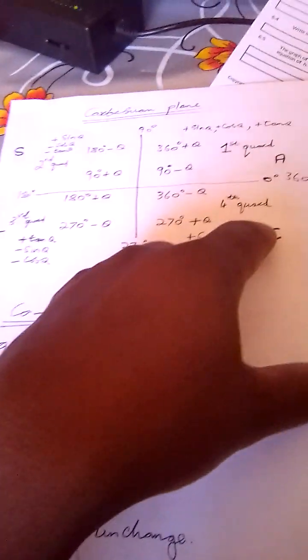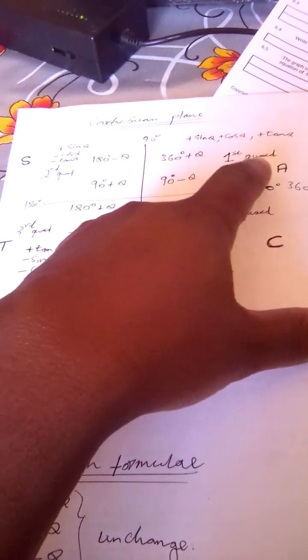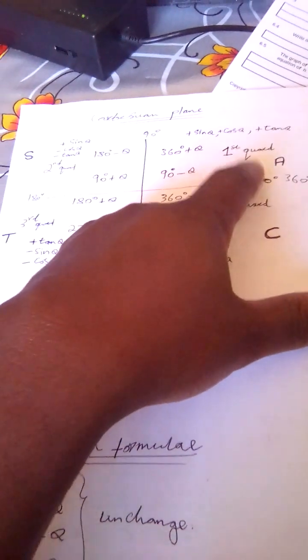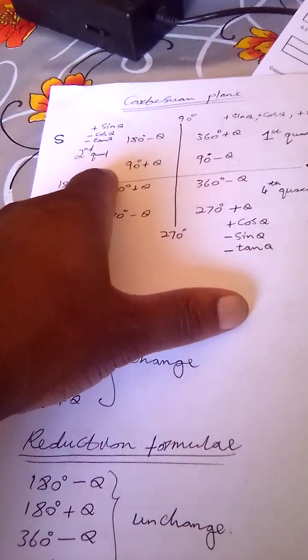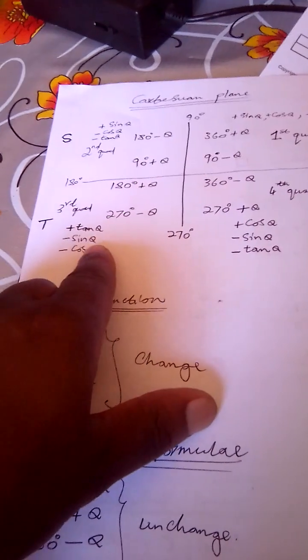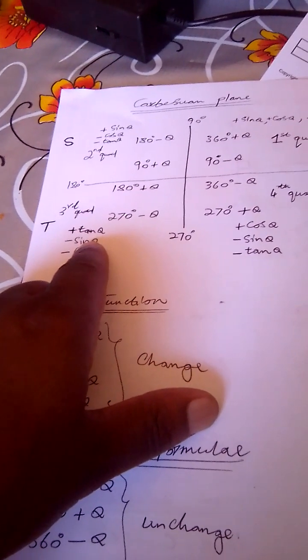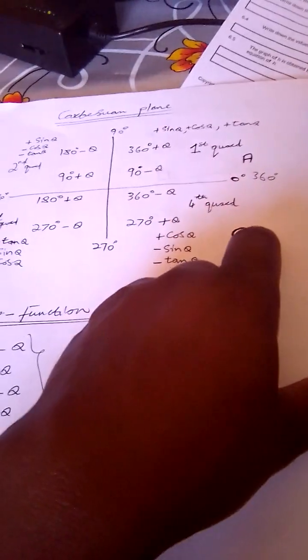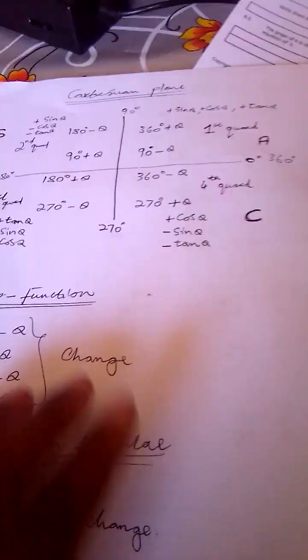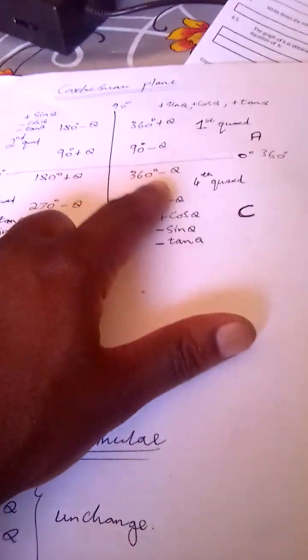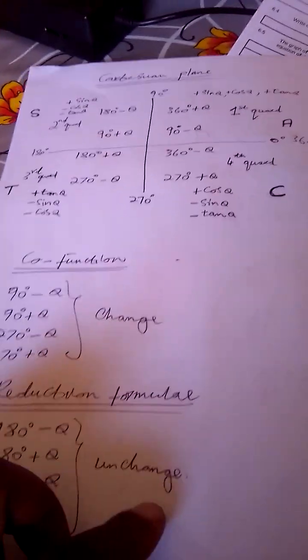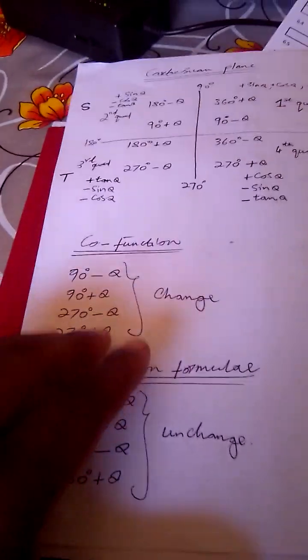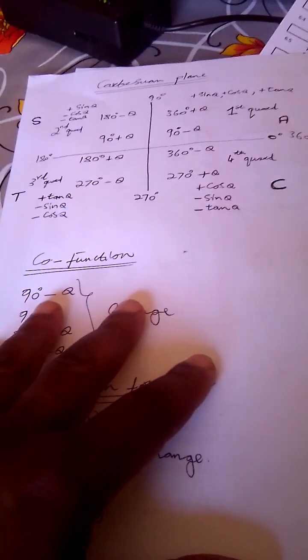First quadrant, second, third, and fourth. A stands for all, S stands for students, T stands for drink, and C stands for coffee. All students drink coffee. Okay, so that you don't forget. You need to master this table in order to answer some of the questions based on trigonometry. Now let's move on.